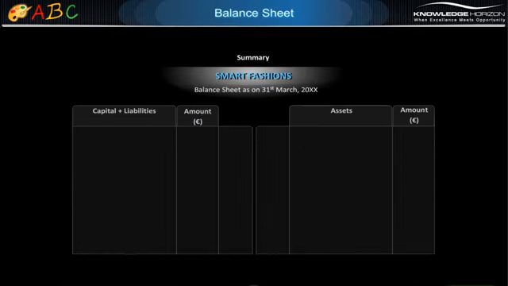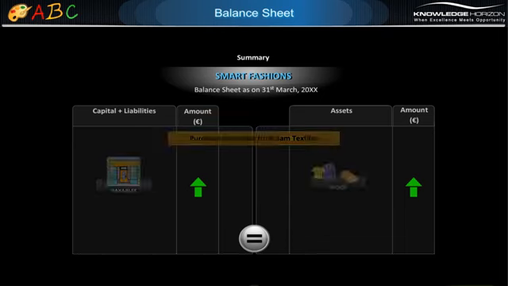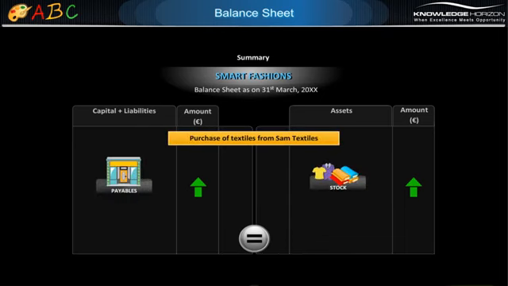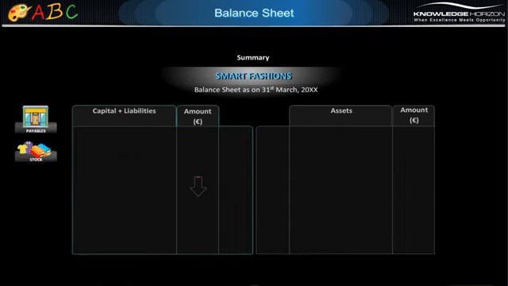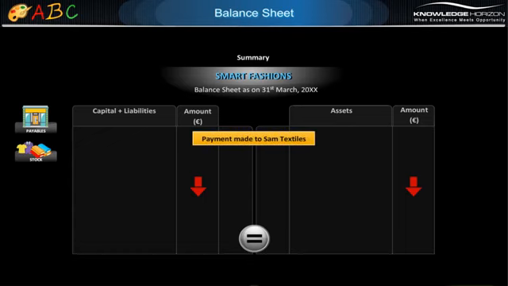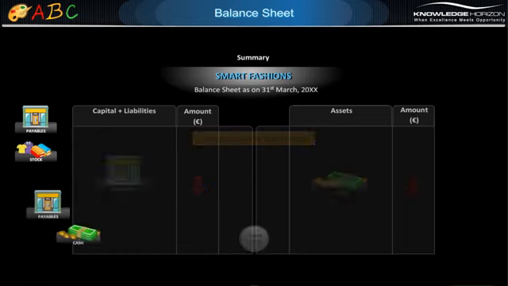Summary. We will now have a quick recap of the important points. An increase in liability will correspondingly increase the asset, which would tally within the balance sheet. For example, the purchase of textiles from Sam Textiles. A decrease in liability will correspondingly decrease the asset, which would tally within the balance sheet. For example, the payment made to Sam Textiles.